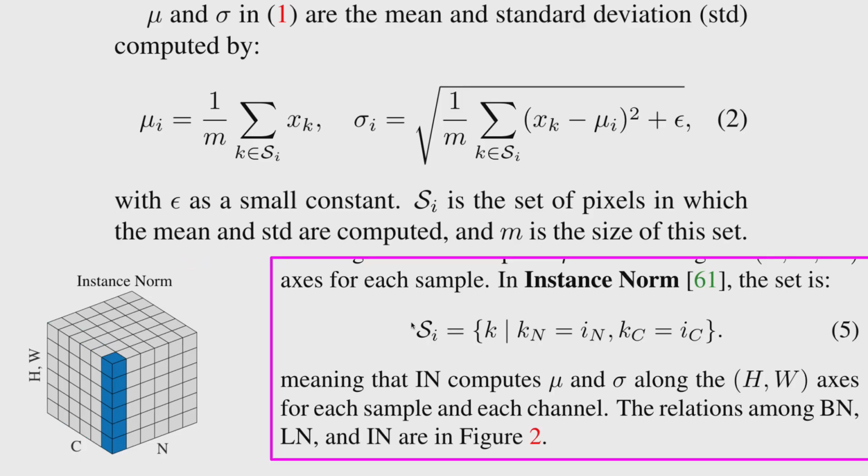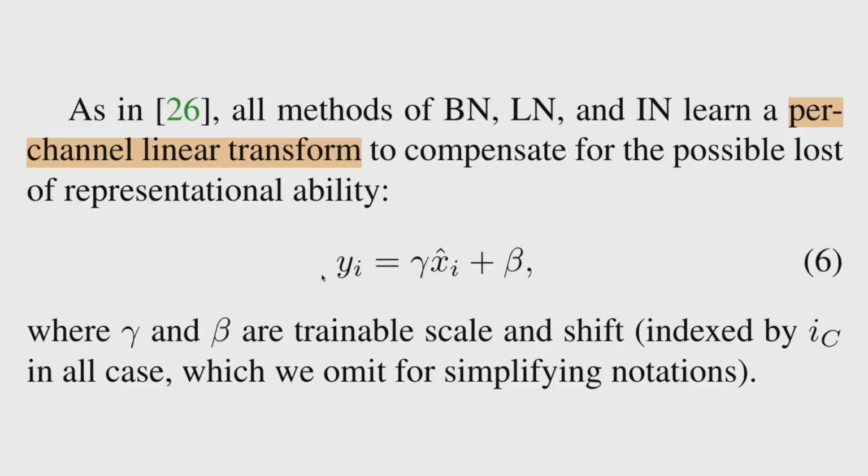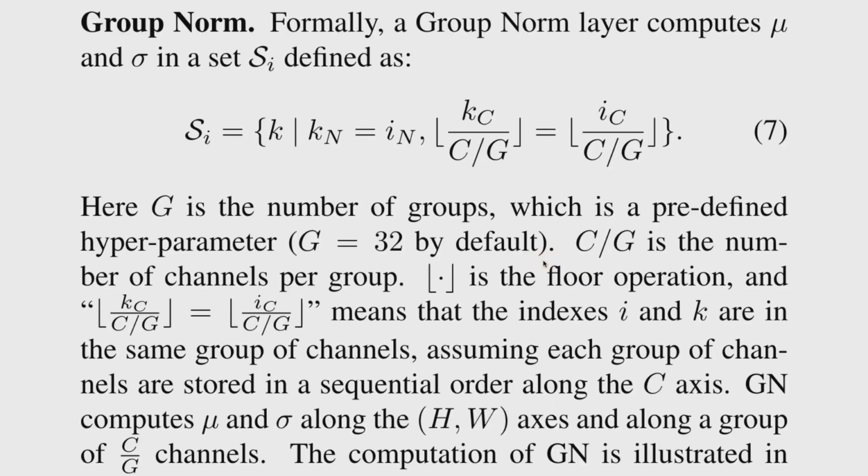Next, we have instance norm. So we're fixing a single image, so Kn equals In, and we're fixing a single channel, Kc equals Ic. So it only computes the mu and sigma along the H and W axes, so across the 6 pixels in the image in this example. In all these cases, there is a final per channel linear transformation with learned parameters gamma and beta. That is also the case for group norm, which we're going to see next.